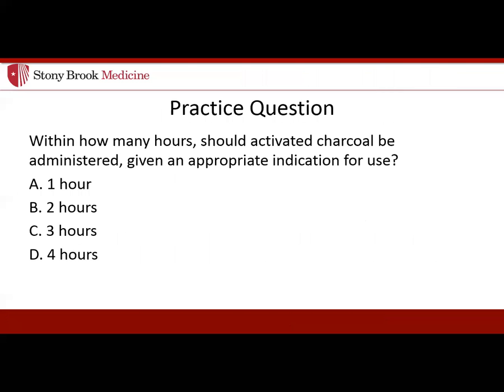So I just have a quick practice question. Within how many hours should activated charcoal be administered given an appropriate indication for use?